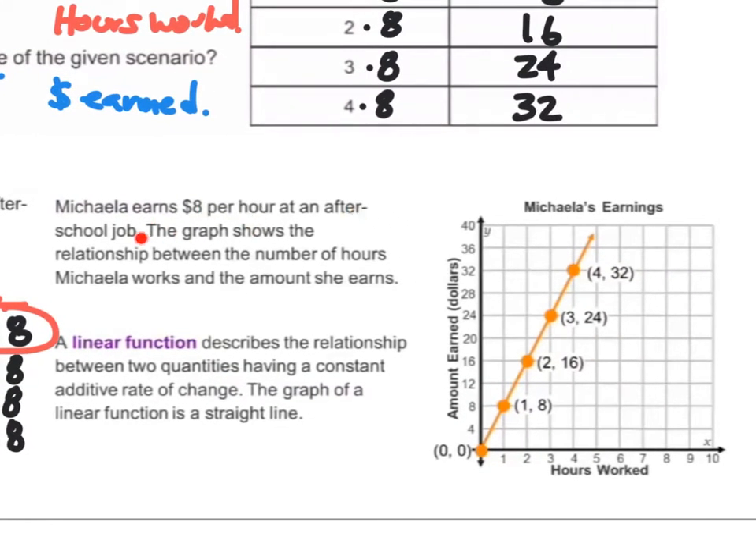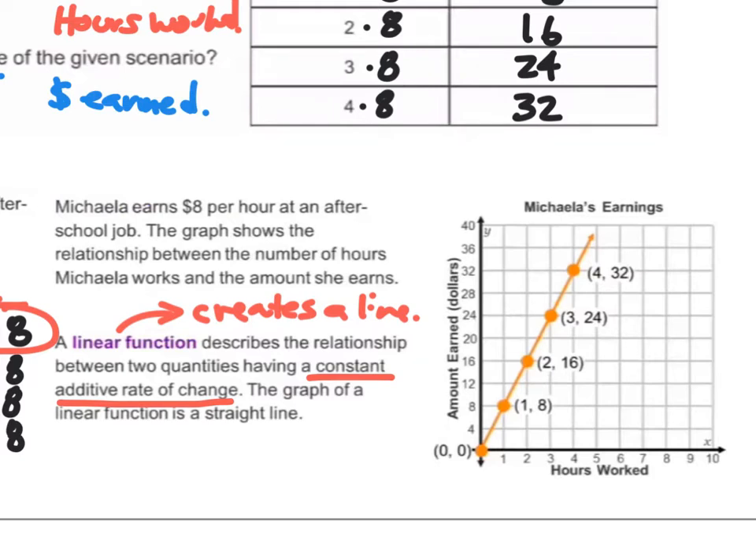Michaela earns $8 at an after-school job. The graph shows the relationship between the number of hours that Michaela works and the amount that she earns. And so if you have these different points on a graph and you connect them and you actually get a straight line, we call that a linear function, okay? And a linear function creates a line, okay? But the thing that you need to see here is that it has a constant additive rate of change, okay?